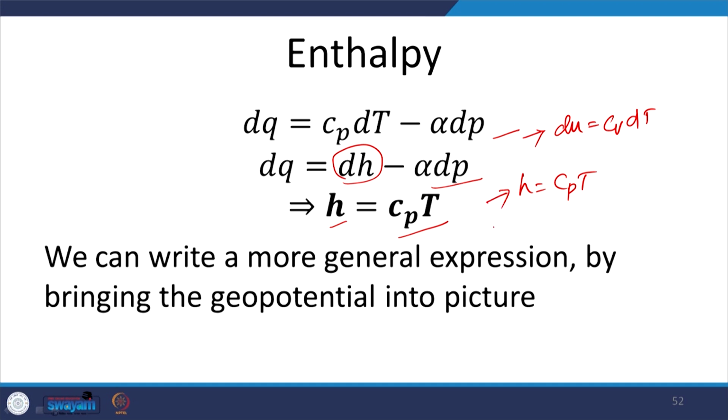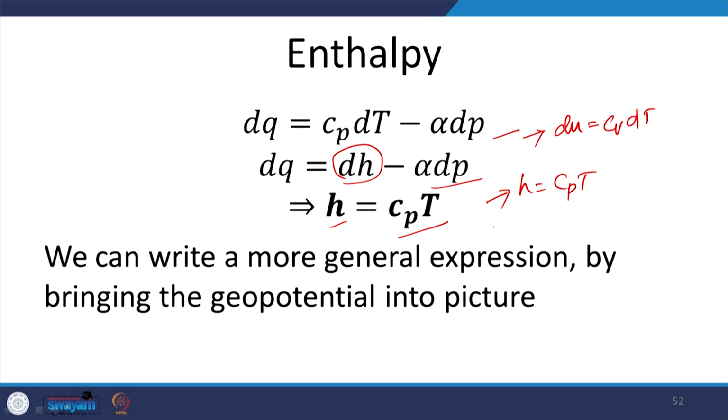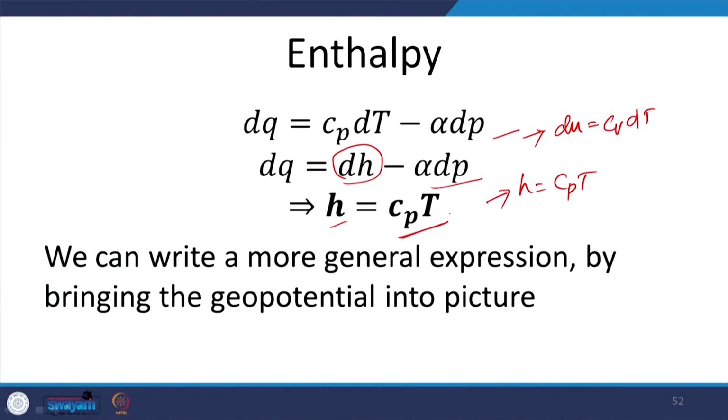We can write a more general expression by bringing the geopotential into the picture, right. So, what is enthalpy? Enthalpy is just a state function which depends on the internal energy, the pressure and the specific volume, right. Enthalpy depends on all these quantities. If you rewrite this equation, if you substitute the first law of thermodynamics, we can realize that the enthalpy is equal to Cp times T, the temperature, right.